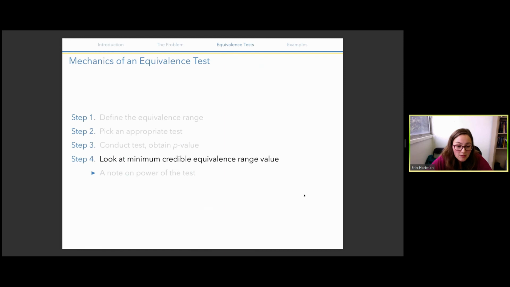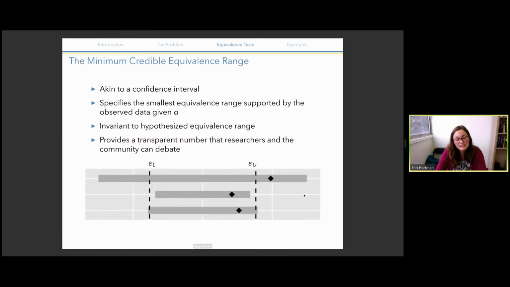So last thing I want to talk about is the minimum credible equivalence range. So what is this? It's akin to a confidence interval. So we invert the test.